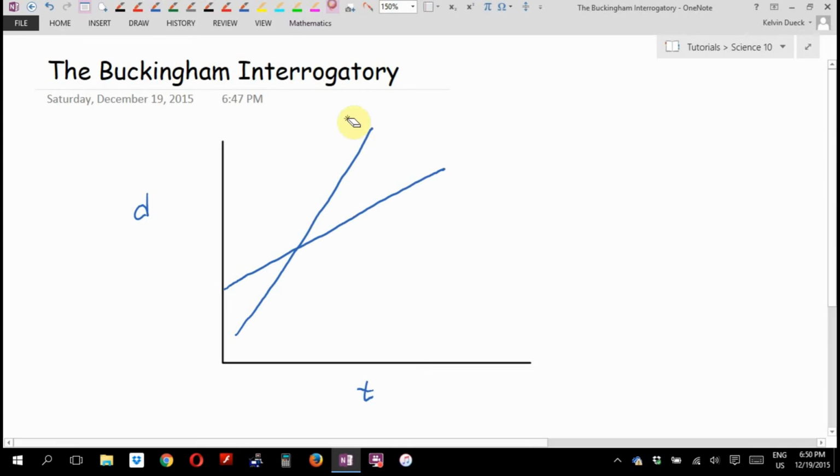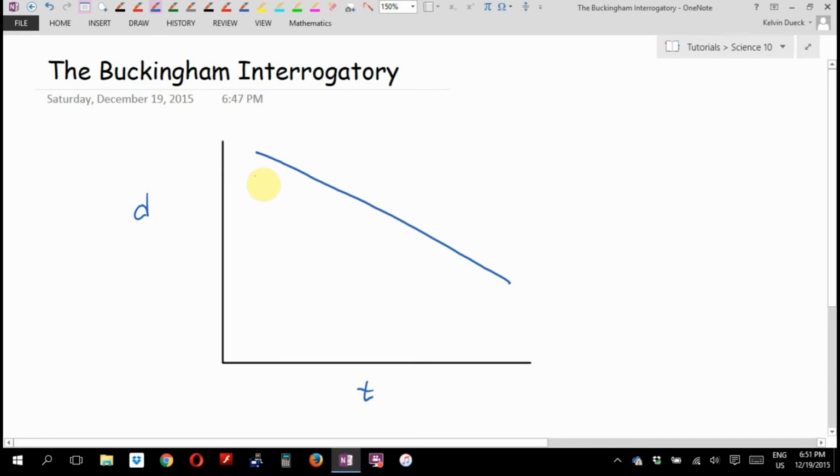If I wanted to go backwards, that would be in a negative direction. That would be a negative slope. So here would be going backwards at a constant speed. Here would be going backwards faster because it's steeper, and steeper means faster. So now the question that you asked me is, what would slowing down steadily look like?